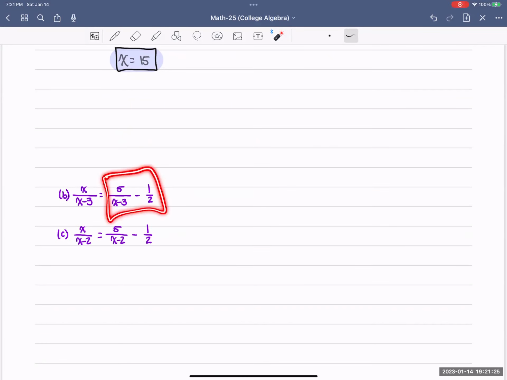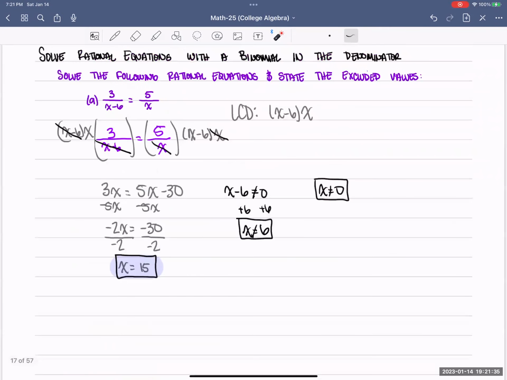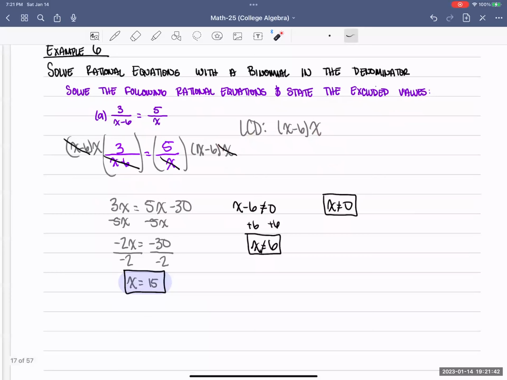I mean, we could make this one fraction over here. Same thing over here. We can make that just one fraction, but it might be a little bit easier to use the same steps that we found over here using our LCD and multiplying both sides by our LCD. So let's give it a try with part B.